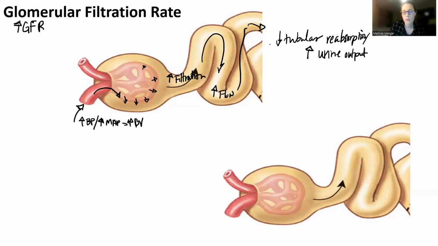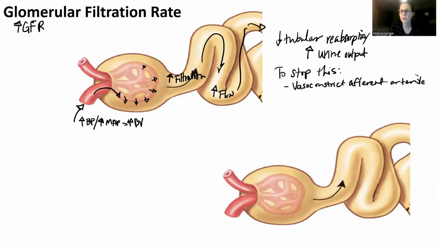So to stop this, one of the things you can do is vasoconstrict the afferent arteriole. And I know you guys are thinking, wait, doesn't vasoconstriction increase pressure here? Yes, but what we want to do is decrease glomerular filtration rate, okay?